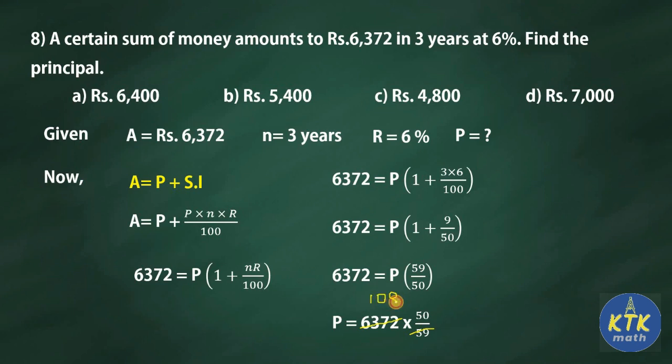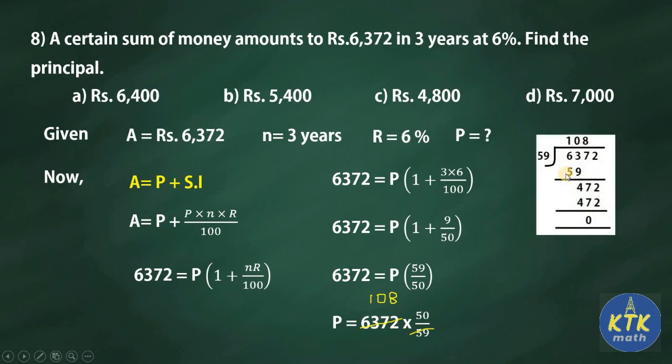Okay, for your reference, I am giving you the division also. When I am dividing 6,372 by 59, you will get 108 as your quotient. So 108 multiplying with 50, your answer will be 5,400. So after cancellation, don't forget to multiply with the numerator. 108 is your quotient. When you are multiplying that 108 with your 50, your answer will be 5,400.